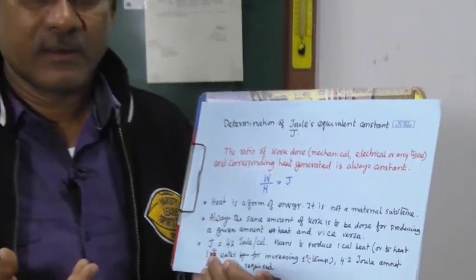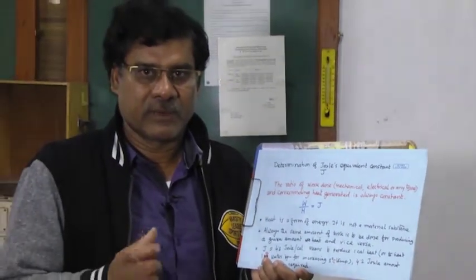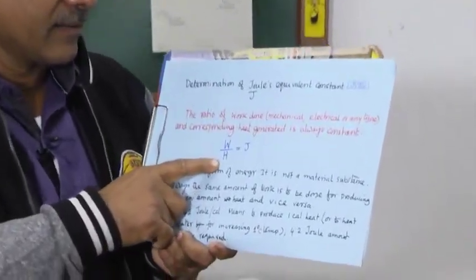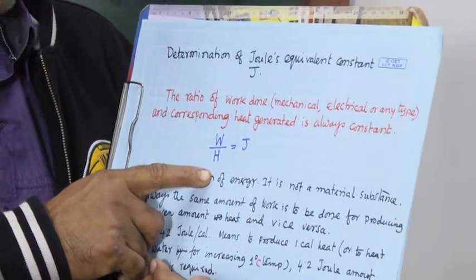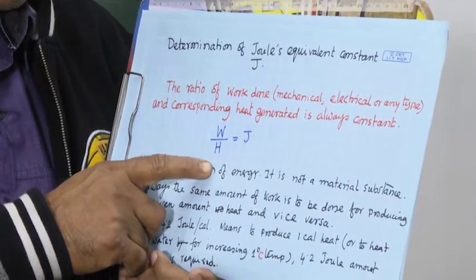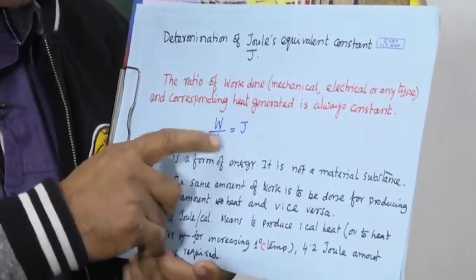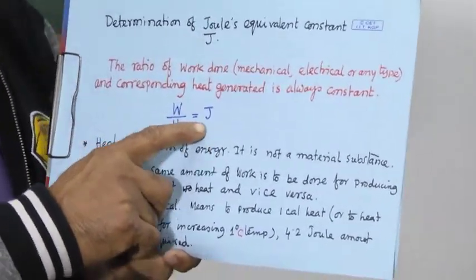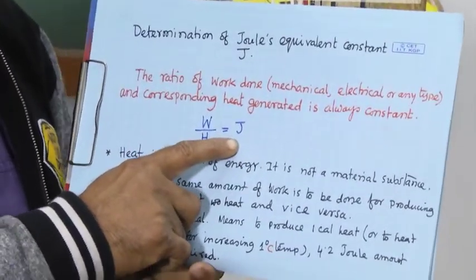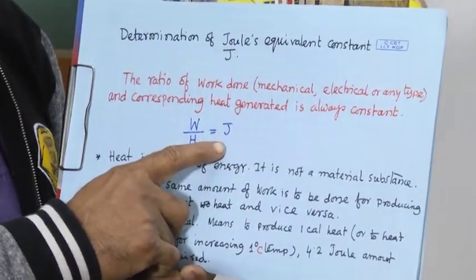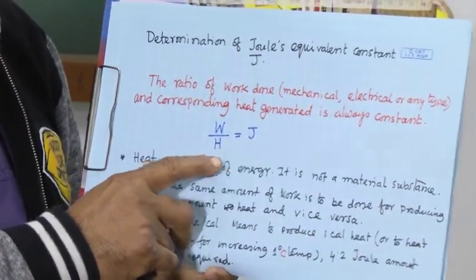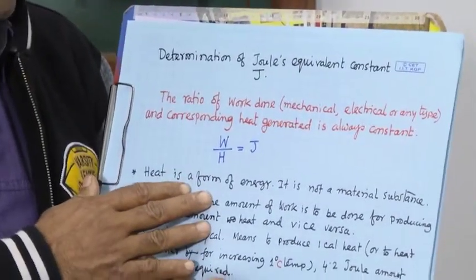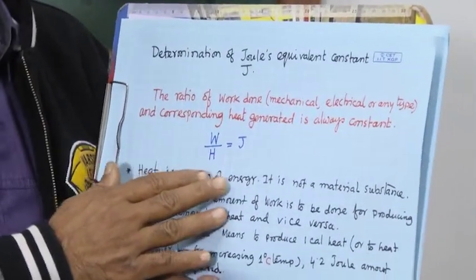Okay, so if we perform any work and if that work is converted to energy, the ratio of the work and that heat is equal to a constant, and that constant we write as J, and J is the Joule's constant. Okay, so it's basically the mechanical equivalent constant. J is the mechanical equivalent constant.